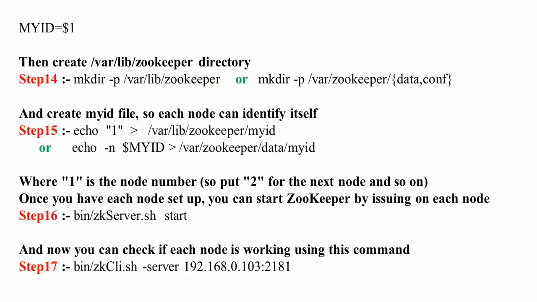After that we need to create some directories. Then I'm going to create a myid file so each node can identify itself. Step 15 is the procedure. I create the file where 1 is your node number, so you can put 2 for the next node, and 3 for the one after.